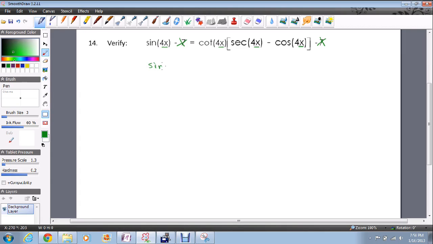So I'm going to write the sine of theta equals. I'm going to simplify cotangent in this step. I'm going to rewrite that as a function in terms of sine and cosine. So cotangent is cosine over the sine. And I'm multiplying that by secant of theta. Again, I'm just replacing the 4x with theta because every single function has 4x in it. Secant is 1 over the cosine of theta, minus cosine of theta, which is already in terms of sine or cosine.